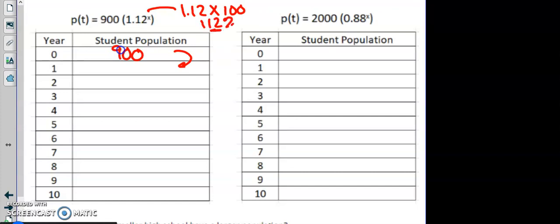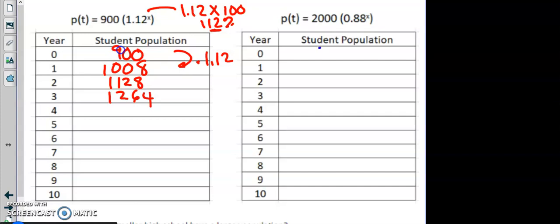So the 12 in this is actually the growth that's occurring each year. So I multiply by 1.12, and then that answer is 1,008 students. Multiply by 1.12 again. So we're looking at 1,128 students. And in year 3, they're at 1,264 students. And you continue on the table.